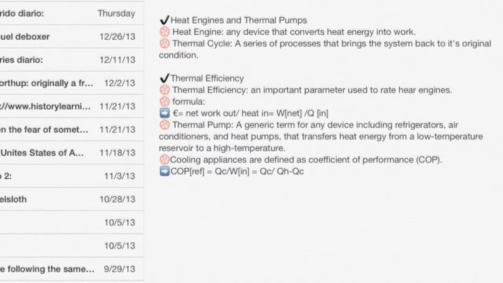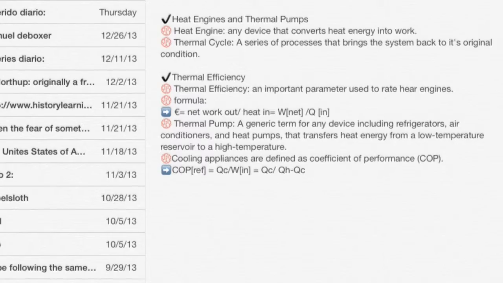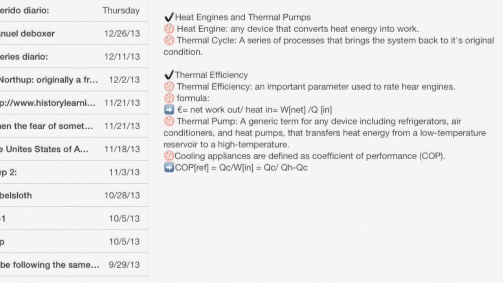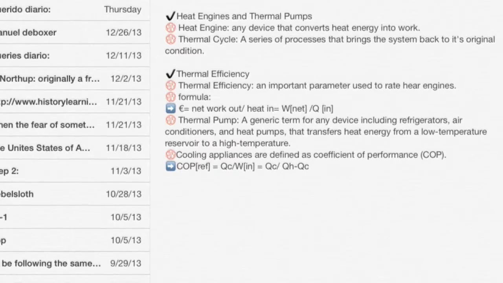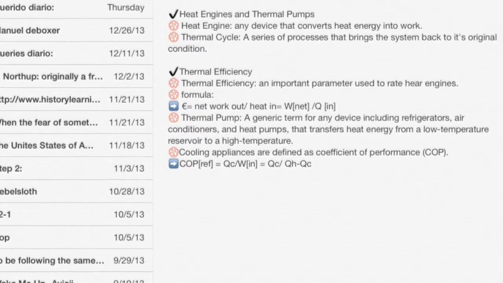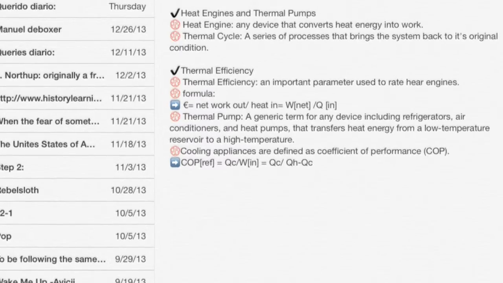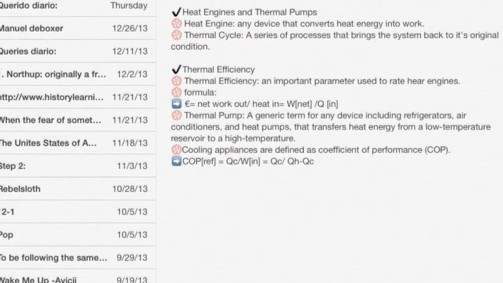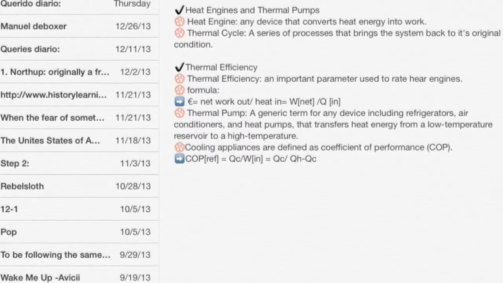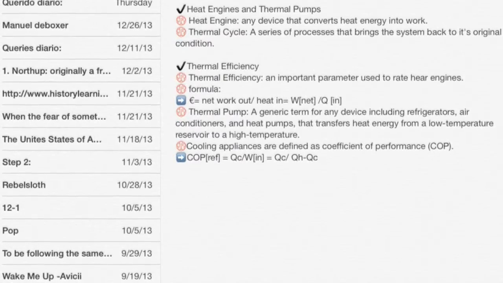The thermal pump is a generic term for any device, including refrigerators, air conditioners, and heat pumps, that transfers heat energy from a low temperature reservoir to a high temperature reservoir. Cooling appliances are rated by the coefficient of performance, COP. COP ref equals QC over W in, equals QC over QH minus QC.